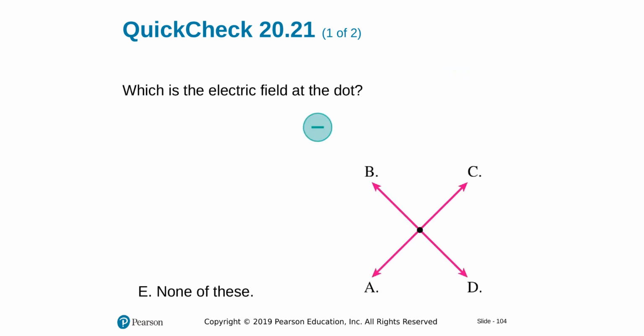What is the electric field at the dot? Direction only here. Pretty simple question. A negative. I don't know why I don't have answers for these. Some problem. Negative electric field will be towards, so the answer should be B. Yeah, I should correct this actually. I don't know where the other options are, but the answer is B.